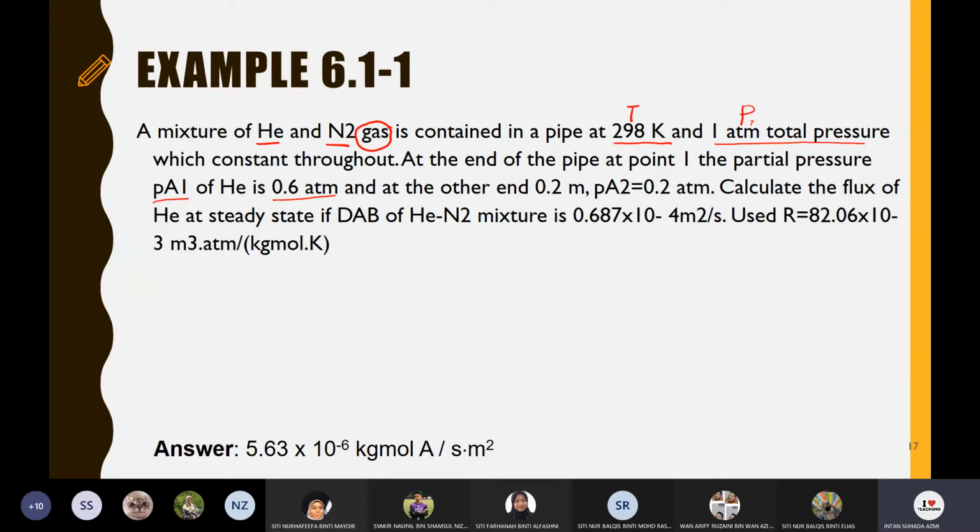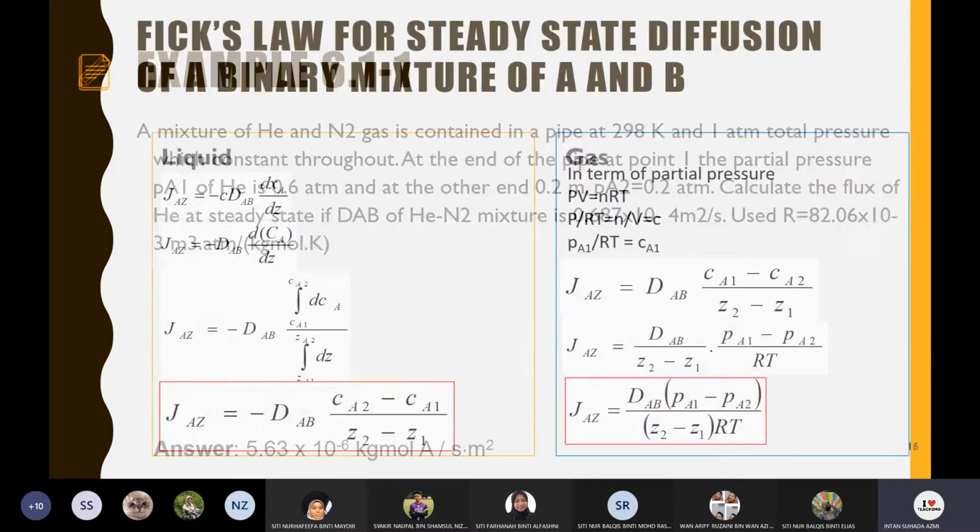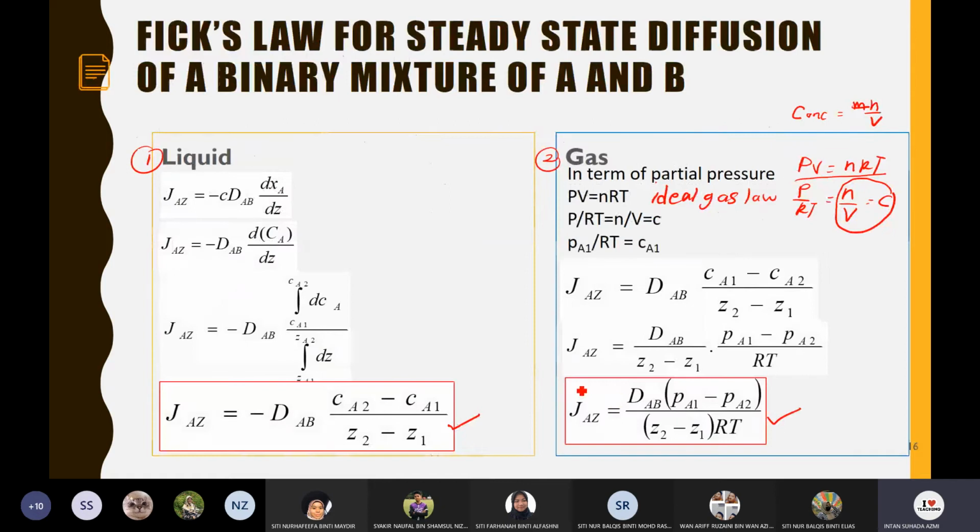At the end of the pipe at point 1, the partial pressure is given. PA1 is 0.6, and at the other end, 0.2 meter, the other end, this one means Z2, PA2 is 0.2 atm. Calculate the flux of helium at steady state. Then DAB is given as 0.67, and the gas constant is also given here. So you use back this equation for gas.